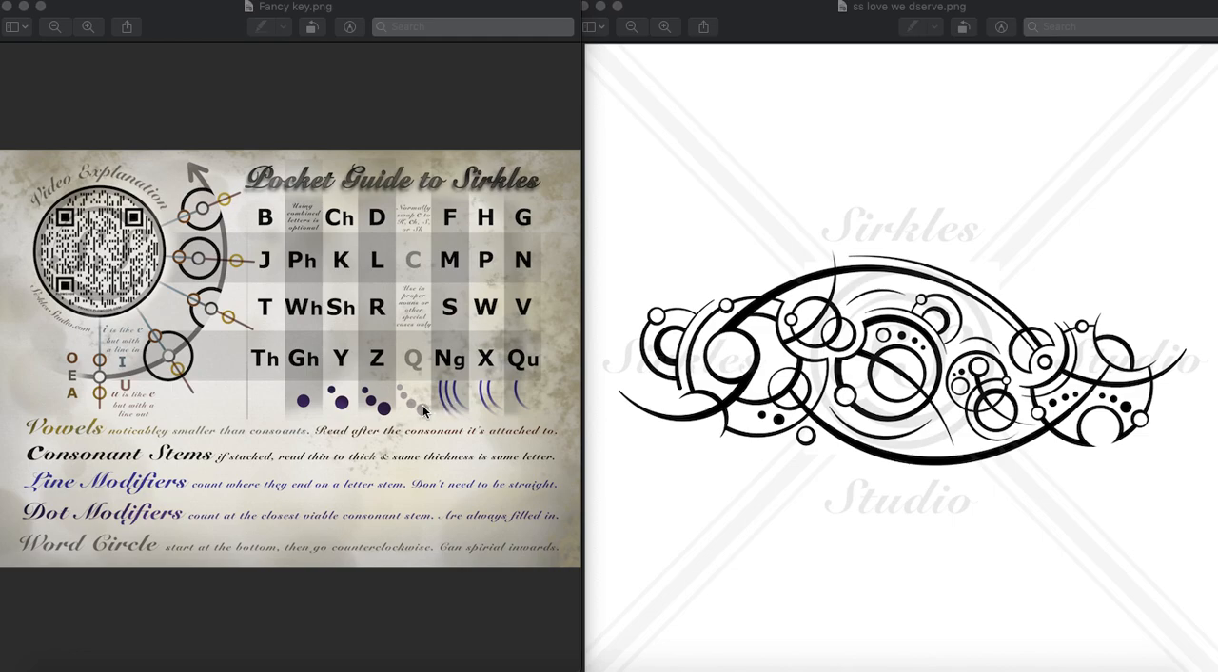It was designed using Loren Sherman's script, which uses a combination of dot modifiers, like these, and line modifiers, which can be curvy or straight, though there are no straight lines in this design. I used all curvy ones to get the swirly tapered effect. And these modifiers, in combination with these 4 different shaped letter stems, make our consonants.